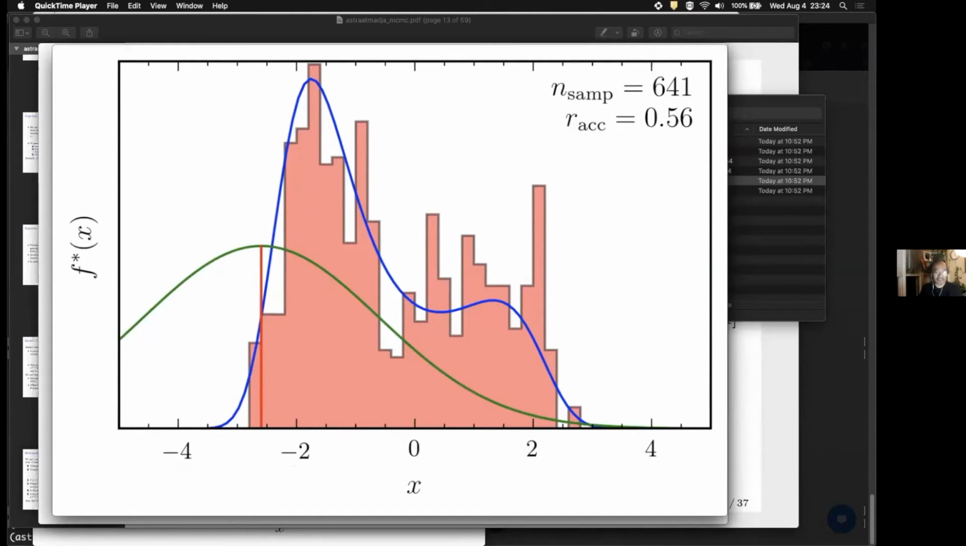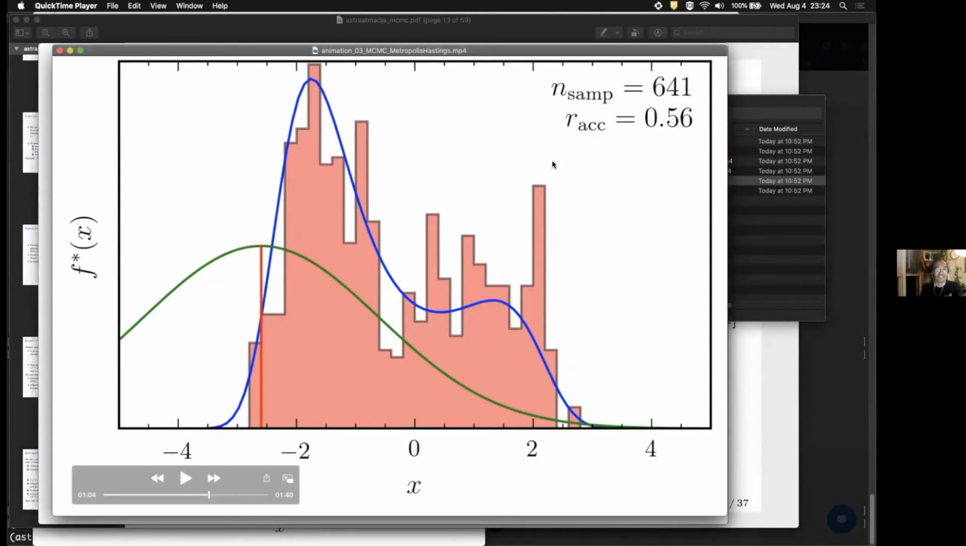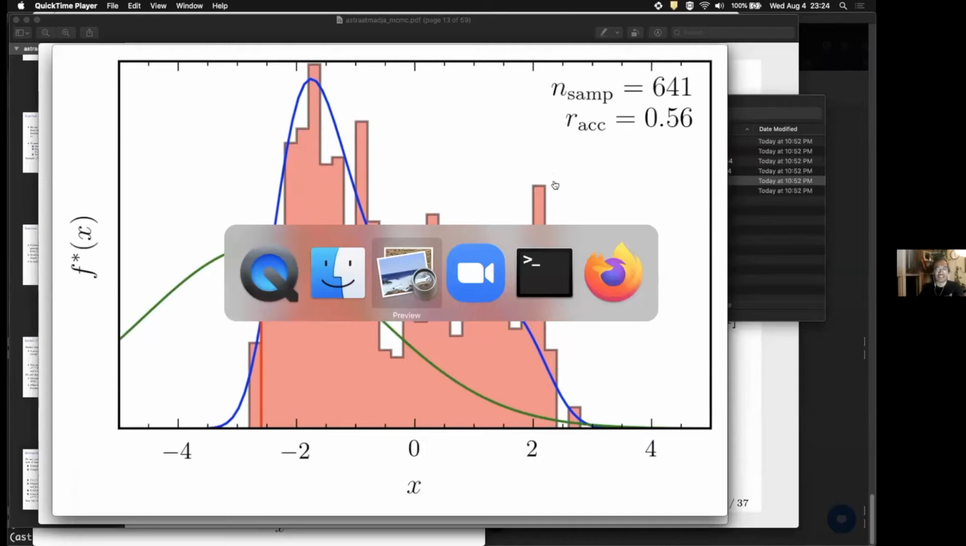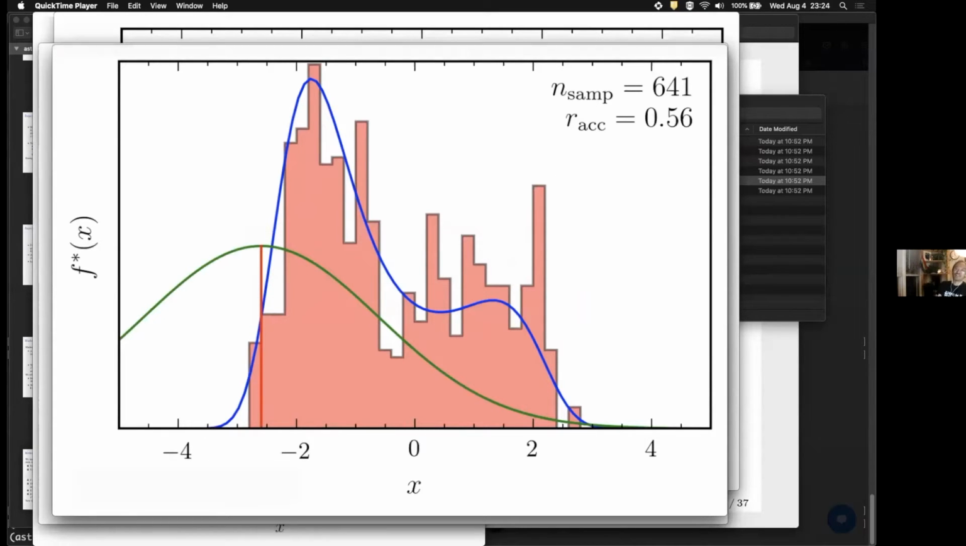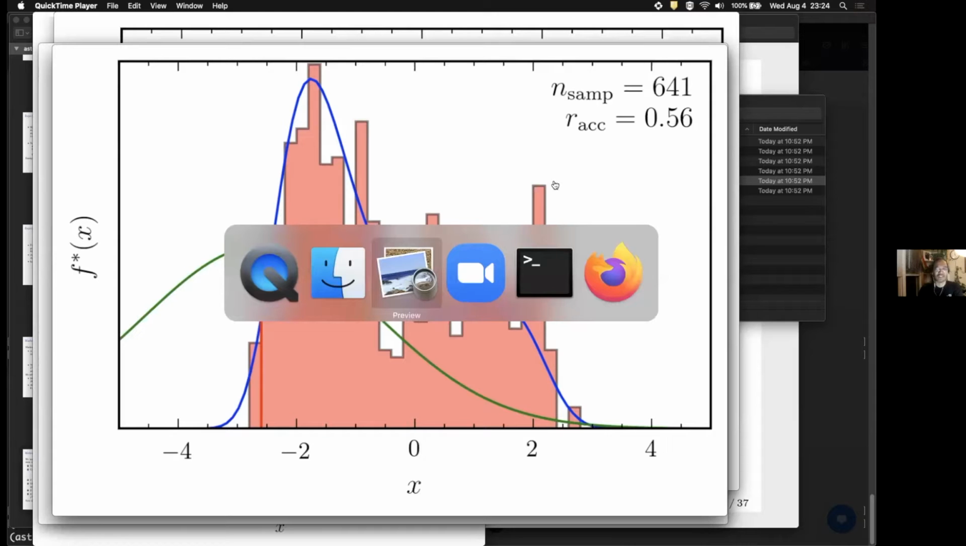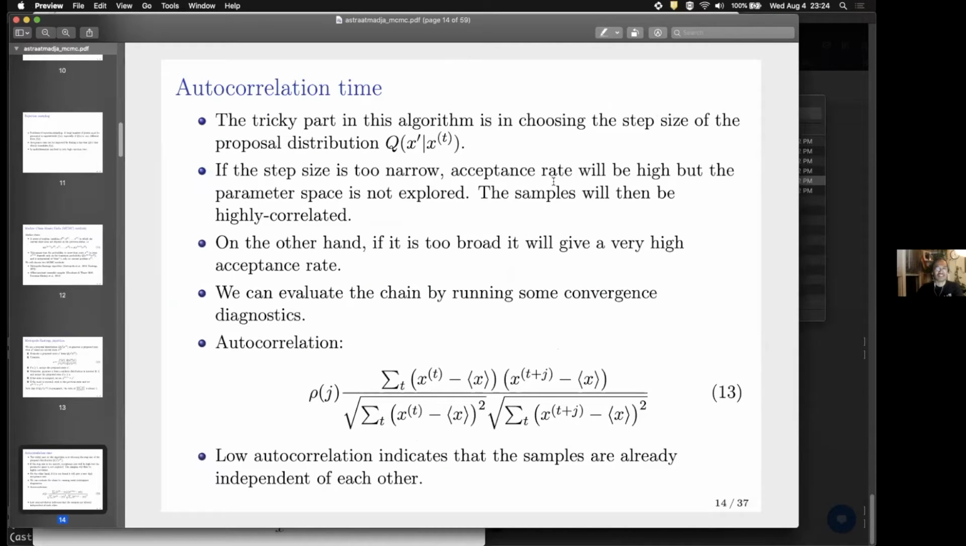If it's too wide, we might not be able to generalize it into the target distribution. So here we have to carefully think about the proposal distribution. Sometimes it can be difficult, especially if it's multidimensional, things like that. All right.